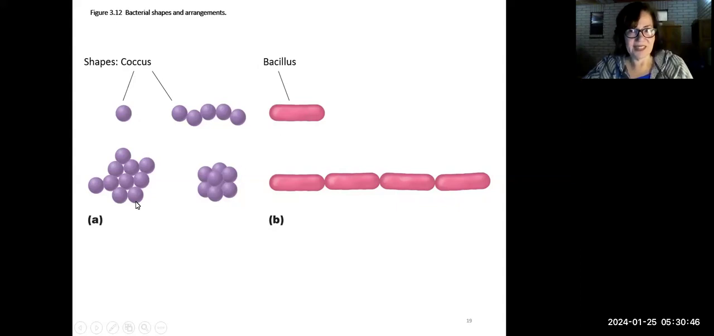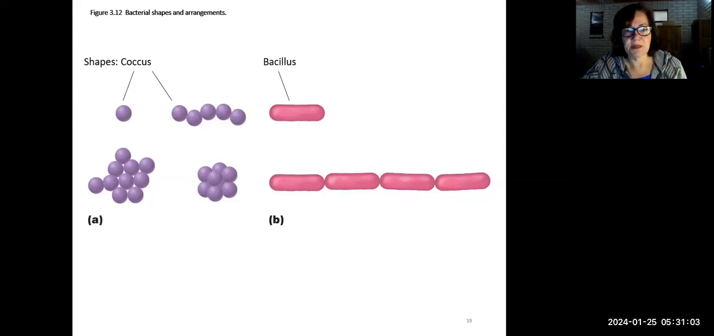That's often part of the name of these bacteria, and the arrangement, do they hold on to each other? Do they not hold on to each other? That's also pretty characteristic of species, and so we include that in the name as well.